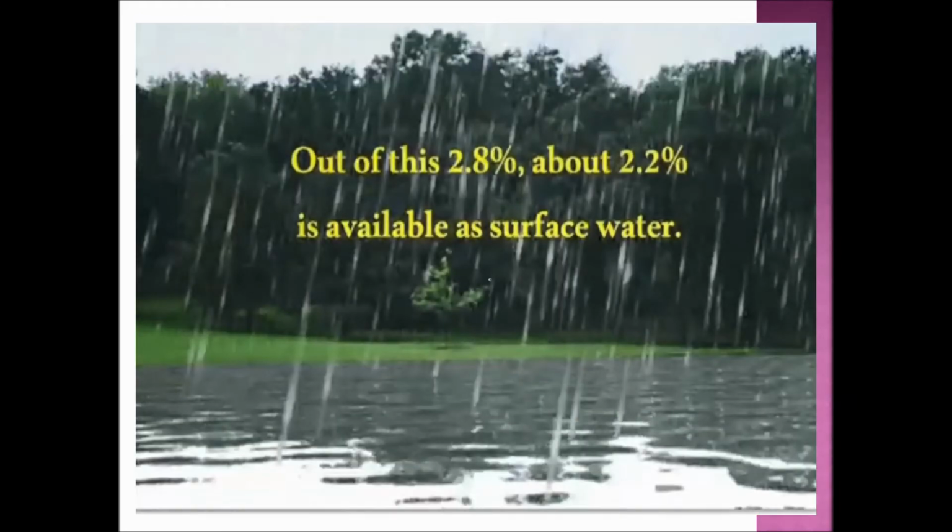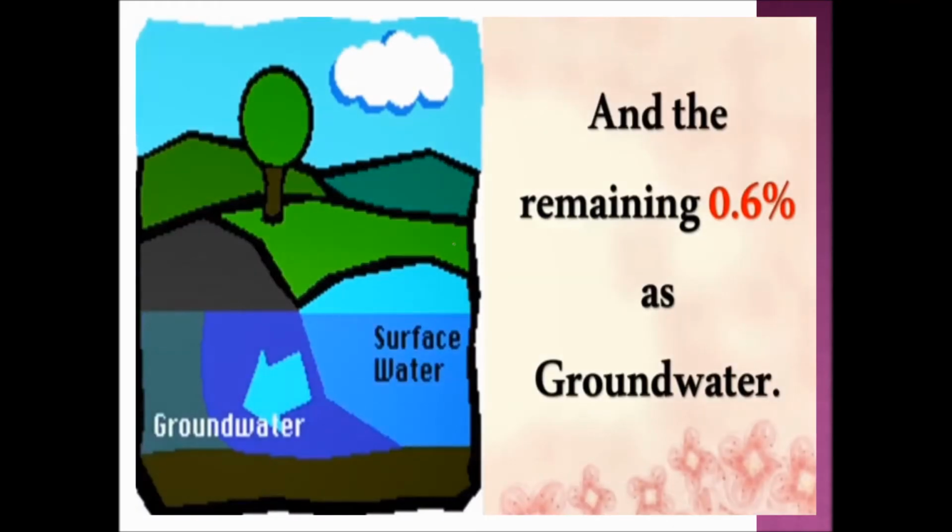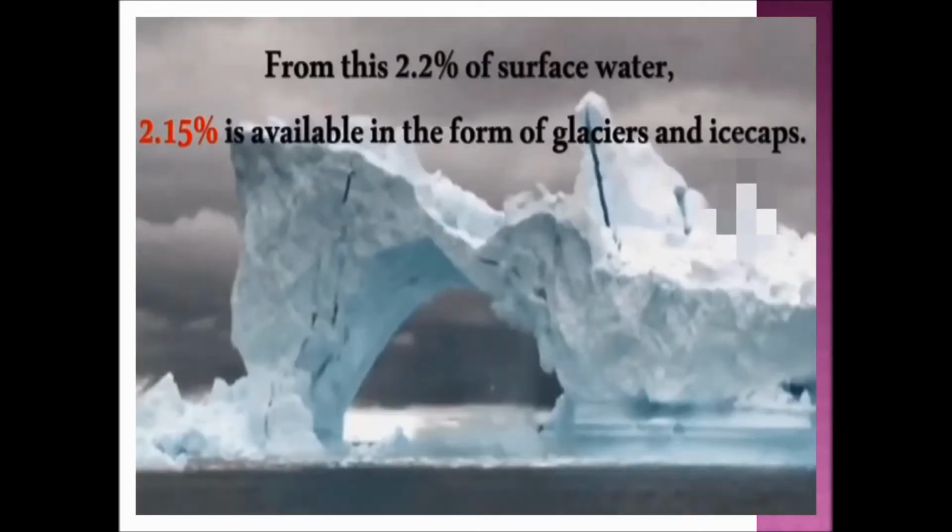Out of this 2.8% of the fresh water, about 2.2% is available as surface water. Here, surface water refers to lakes, rivers, ponds. These all come under surface water, and the remaining 0.6% is groundwater. From this 2.2% of surface water, 2.15% is available in the form of glaciers and ice caps.